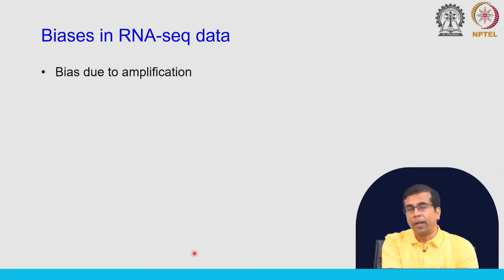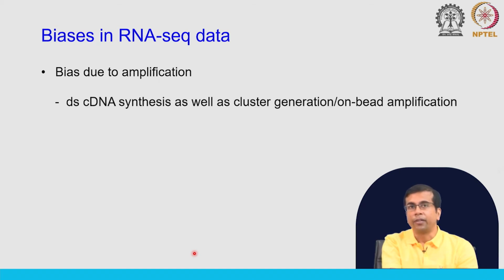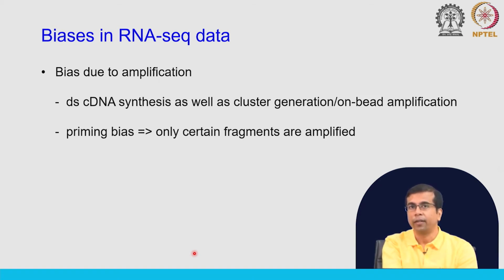You can also have bias due to the amplification step. This is amplification in the cDNA synthesis step or in the cluster generation or on bead amplification. So, you can generate this bias. Now, we have talked about priming bias, which means we are getting only certain fragments that will be amplified. So, these will be over represented in the library.